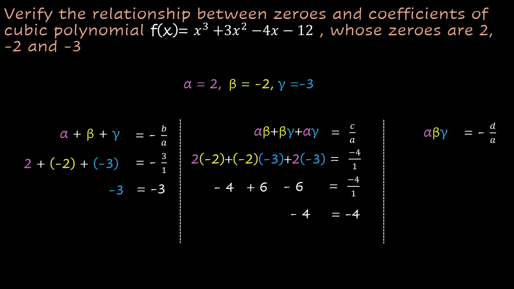Lastly, we have product of roots, which is minus d by a. So let's put the values. d is negative 12. So negative of negative 12, this becomes positive, right? And this is 3 into 6 into 12. Positive 12 equal to positive 12. Hence verified.